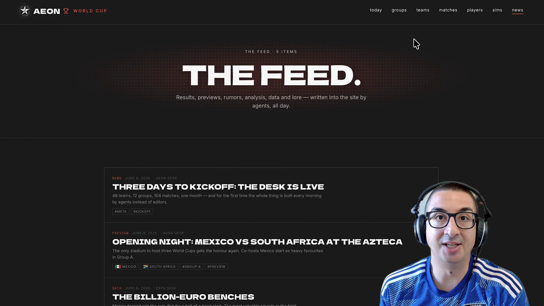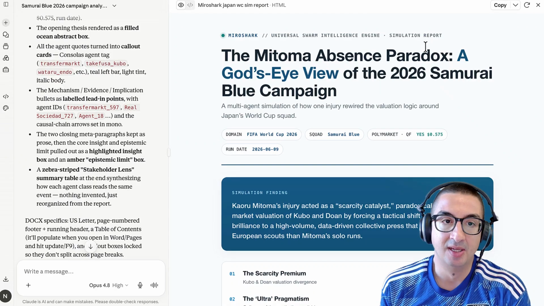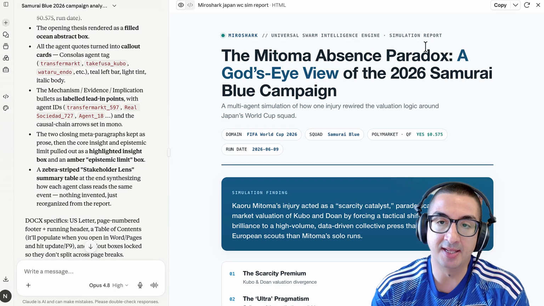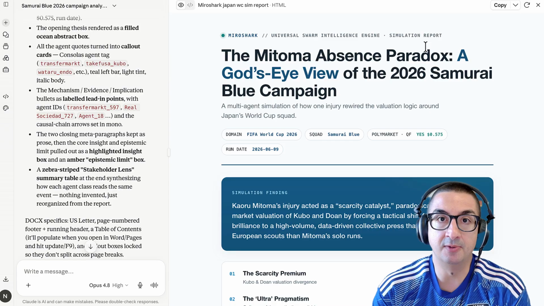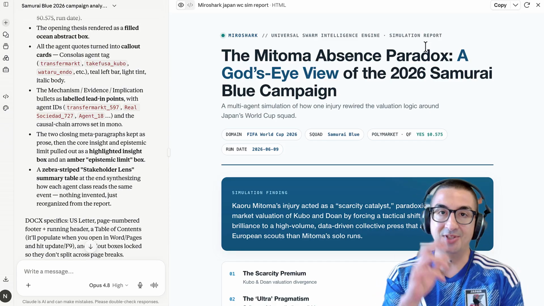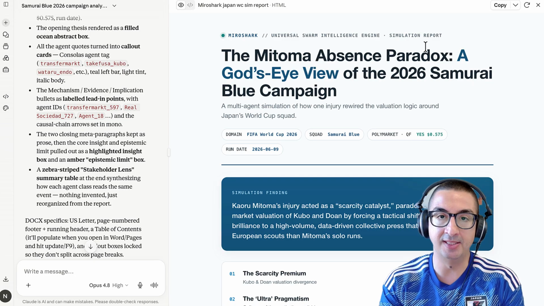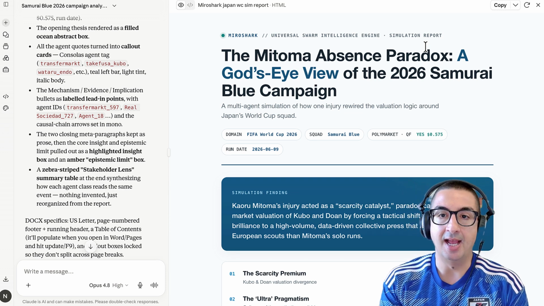First of all, I would like to show you a MiroShark simulation that I ran yesterday. Basically, I ran a simulation about the possible performance of the Japanese football team. And as you can see, I'm a big fan of Japan in general, and I also think that the Japanese team could be one of the underdogs of this World Cup for different reasons.